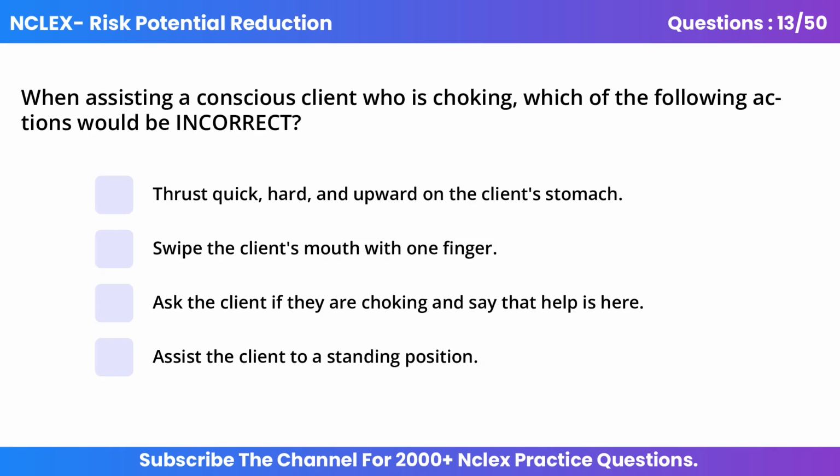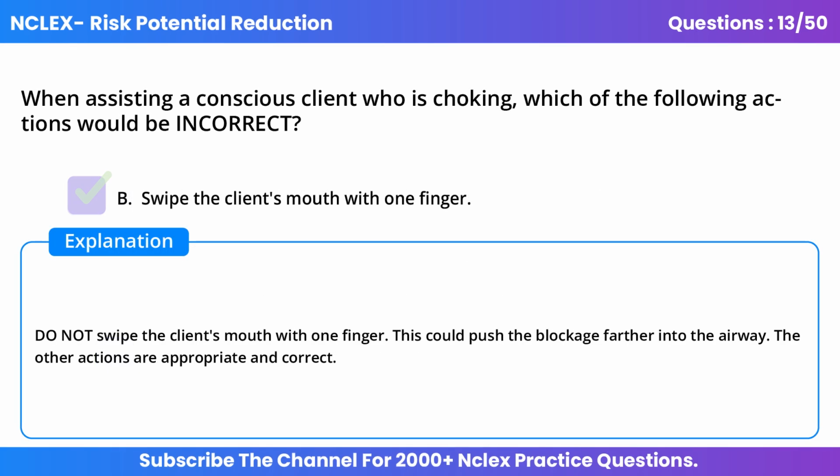Question 13. When assisting a conscious client who is choking, which of the following actions would be incorrect? B. Swipe the client's mouth with one finger. Do not swipe the client's mouth with one finger. This could push the blockage farther into the airway. The other actions are appropriate and correct.